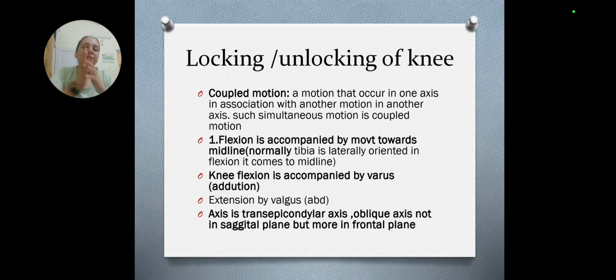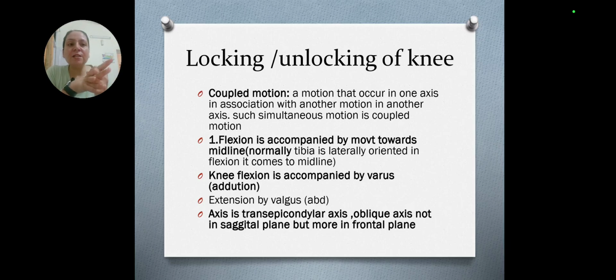Now, till now we have studied the individual motions. Individual motion means we have studied flexion and extension, we have studied medial and lateral rotation, and we have also studied abduction and adduction movement, whether it is acting in a closed kinematic chain or an open kinematic chain. Now let us study coupled movements. There are two coupled movements around the knee.